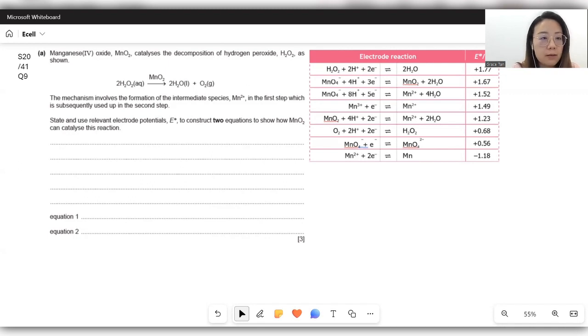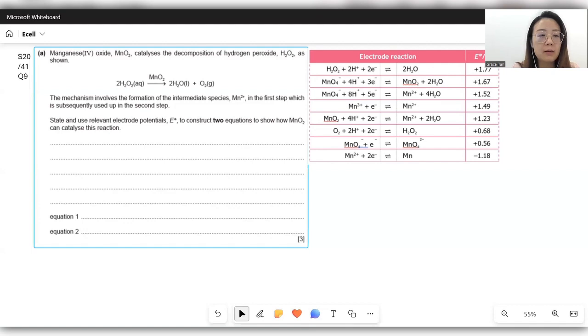Let's read the question together. Manganese oxide catalyzes the decomposition of hydrogen peroxide as shown. So you can see that the manganese oxide is the catalyst on the arrow. The mechanism involved the formation of the intermediate species Mn2+ in the first step, which is subsequently used up in the second step. So just in case your past year asks you to define intermediate, an intermediate is a species that is formed in the first step and is subsequently used in the second step.